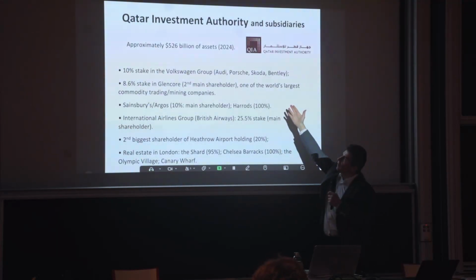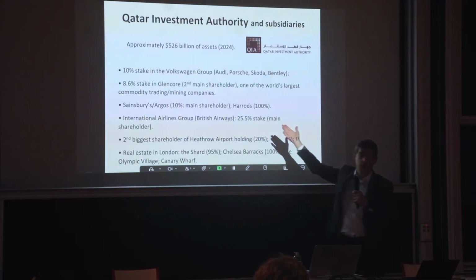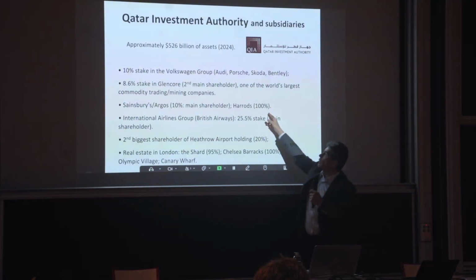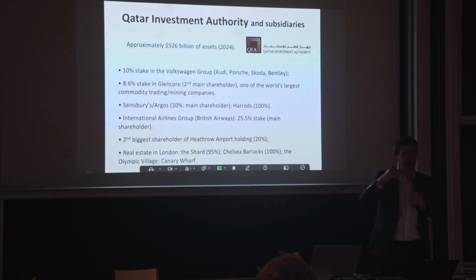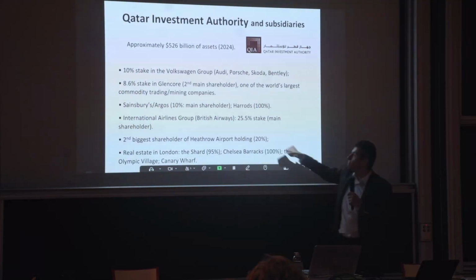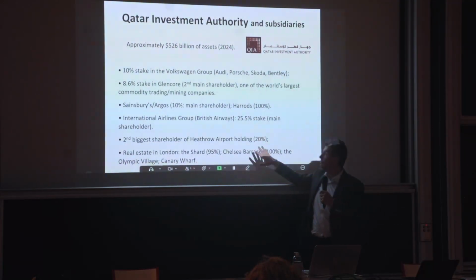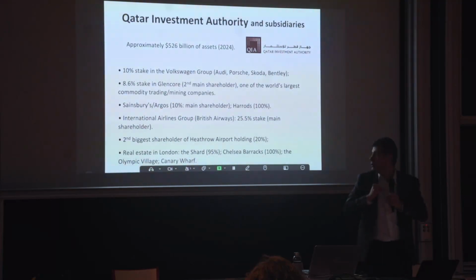And it had stakes in the Volkswagen Group, 10%. It is the second shareholder in Glencore, one of the world's largest commodity trading and mining companies. It owns Harrods, of course. It owns the second largest grocery and supermarket chain in the UK, Sainsbury's. It's a main shareholder of British Airways. And interestingly, it's the second biggest shareholder of Heathrow Airport itself. And I'm talking about London here, but we can talk about Paris, obviously. It has a huge amount of real estate properties in London, like the Shard, the Olympic Village, Canary Wharf, and so on. And we can say the same with Germany, with France, with other countries in the world.